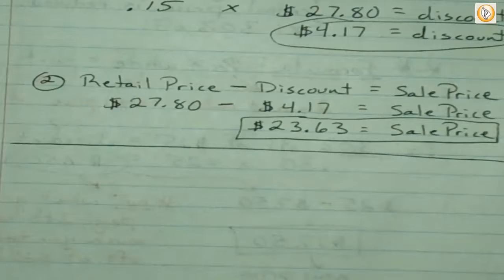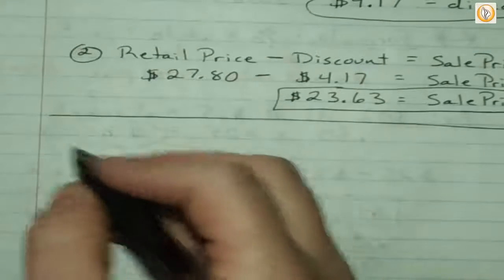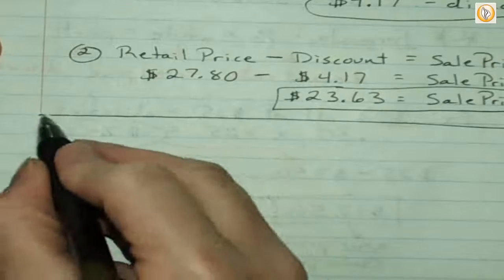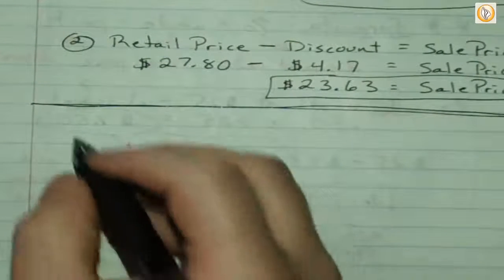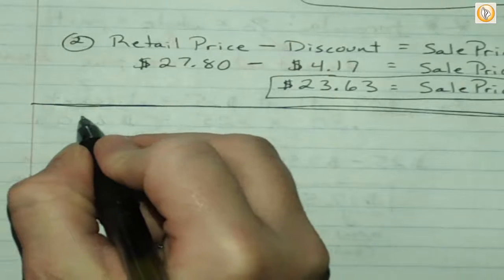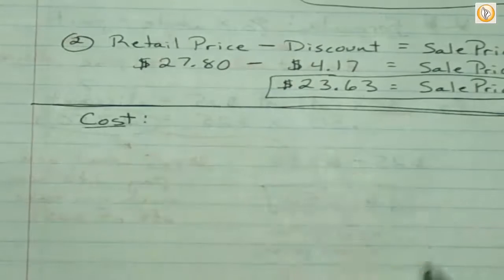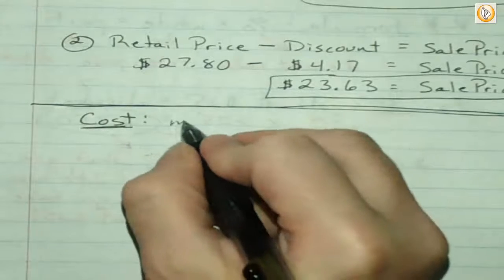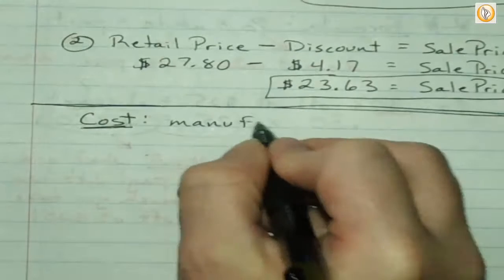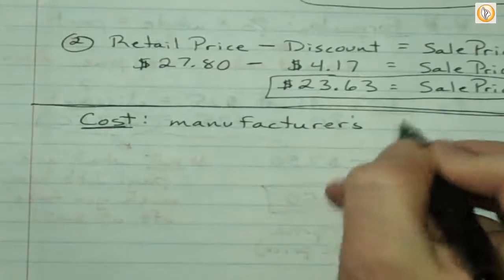Okay, so now we're going to talk about markups and stuff like that. So we're talking about something different now. I'm going to throw some new words at you. Cost. When you see the word cost, that is the manufacturer's price.